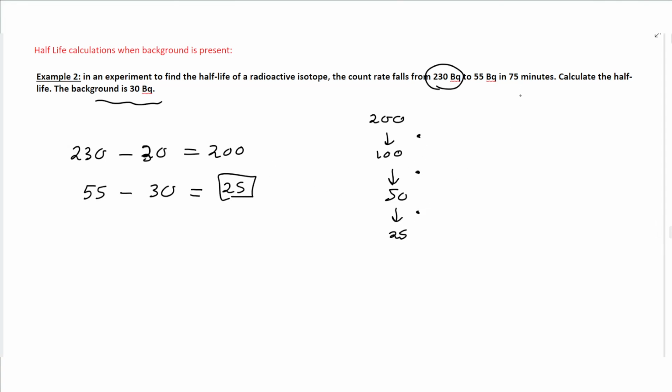Now, if you have the total time, you say that the half-life is the total time divided by the number of half-lives. So you get 25 minutes as half-life here. If you have the half-life and you want the total time, you multiply the number of half-lives by the half-life itself, so you get the total time.